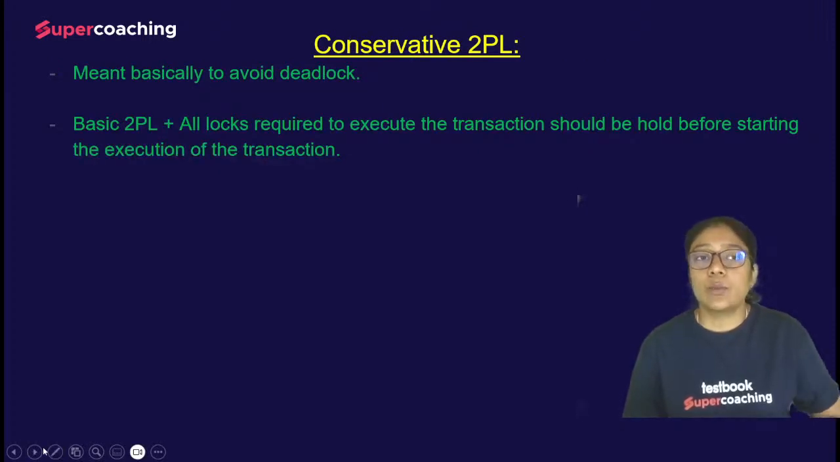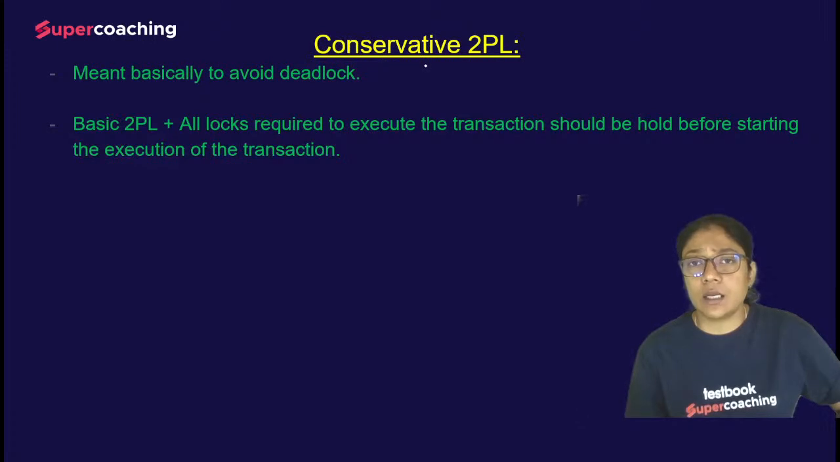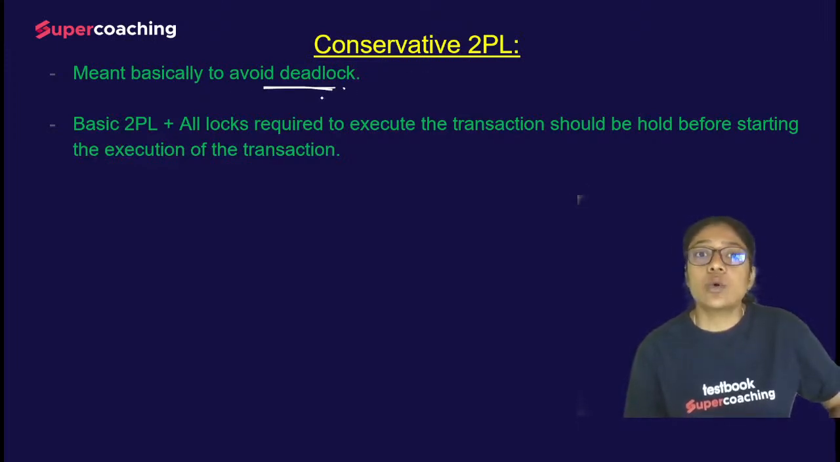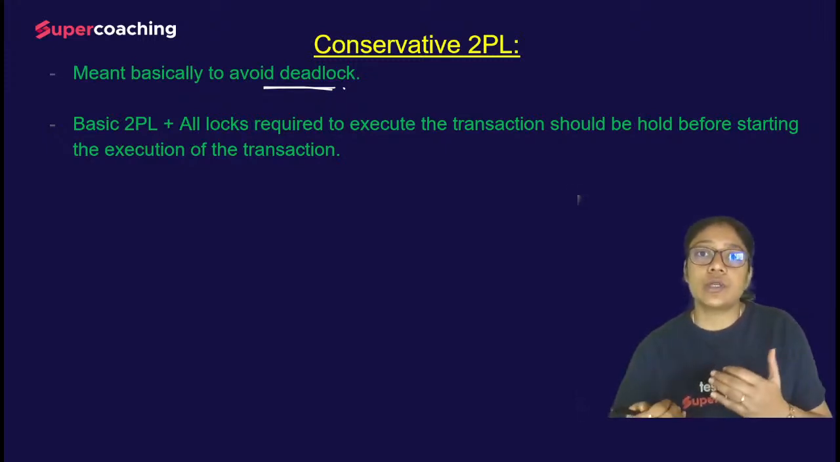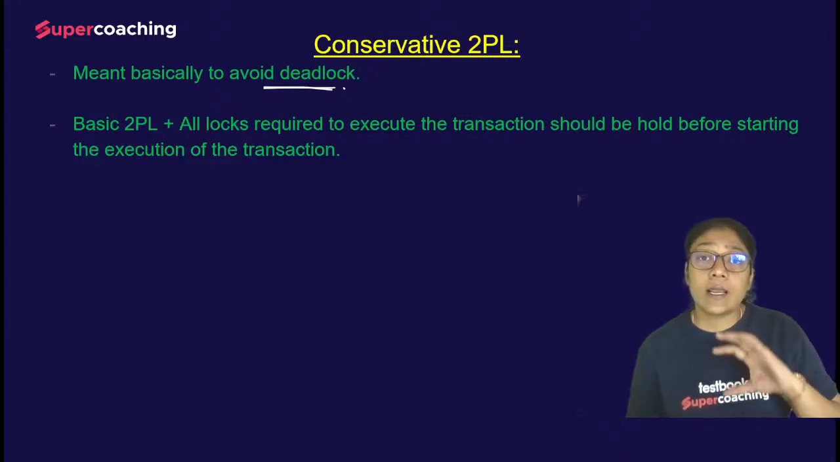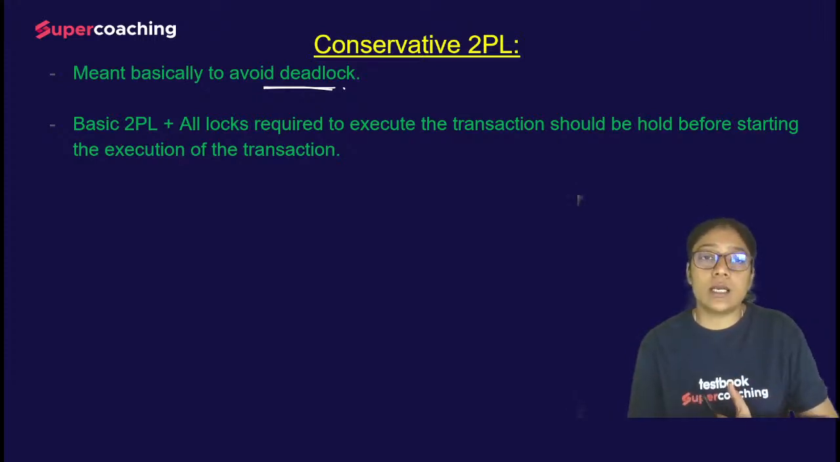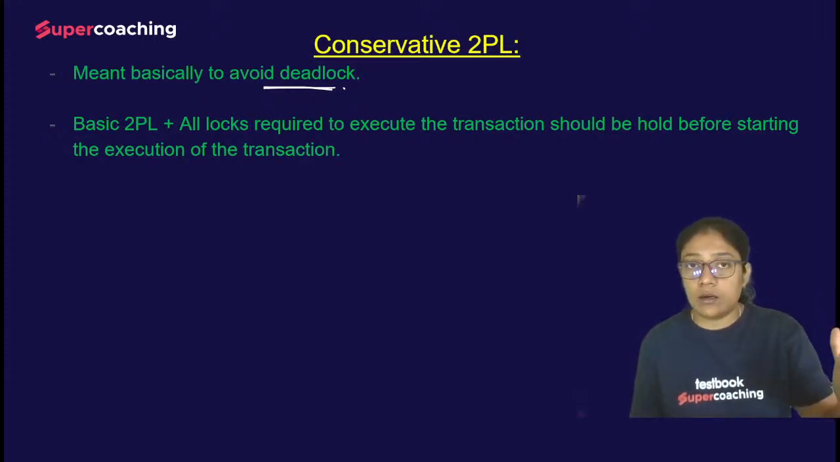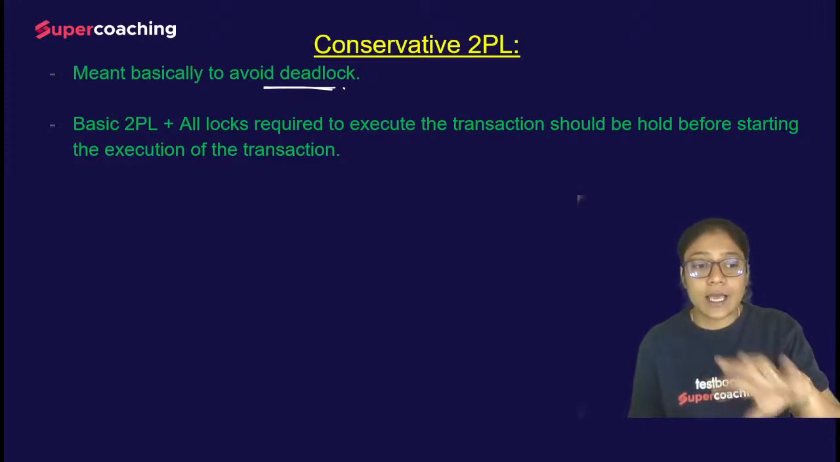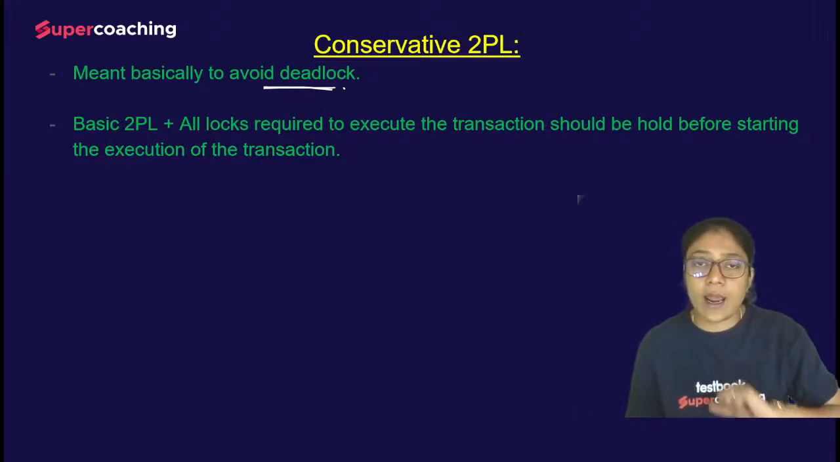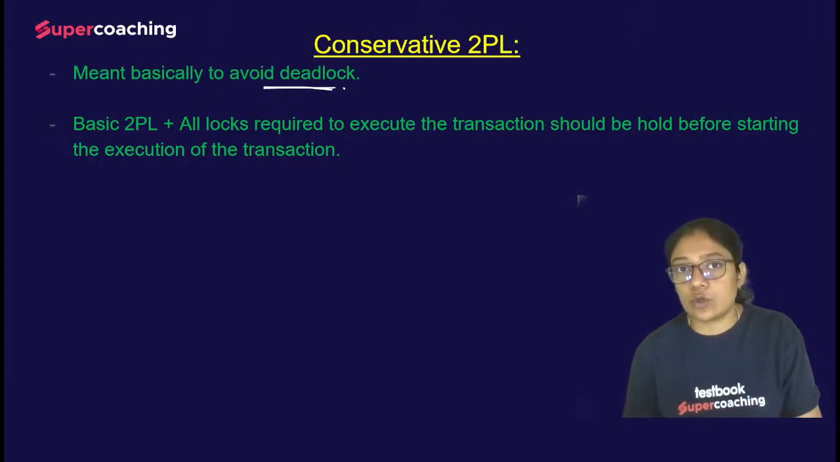Next one is conservative 2PL. Basically, conservative 2PL is meant to avoid deadlock. So conservative 2PL says that any transaction will start its execution only when it has acquired all the resources required during the transaction. All the locks needed throughout the execution of a transaction will be acquired first, and then it will start with its execution.